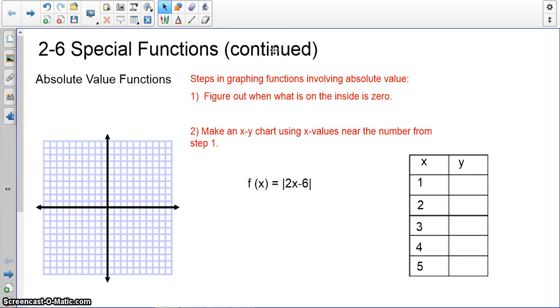All right, here's the second video for 2.6 special functions. And so we're going to do two different examples. The first one involves absolute value functions, and that should be kind of self-explanatory. They're functions where there's absolute values in there. So here's the example. F of x is the absolute value of 2x minus 6. All right, so how do we handle graphing that?